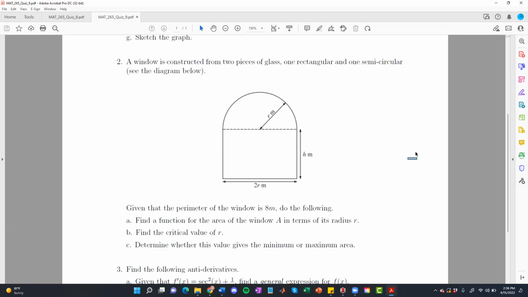And we're solving for what? For H. So 2H equals 8 minus 2R minus pi R. H equals 8 minus 2R minus pi R over 2. Or I'm going to go this way: 4 minus R minus pi R over 2.